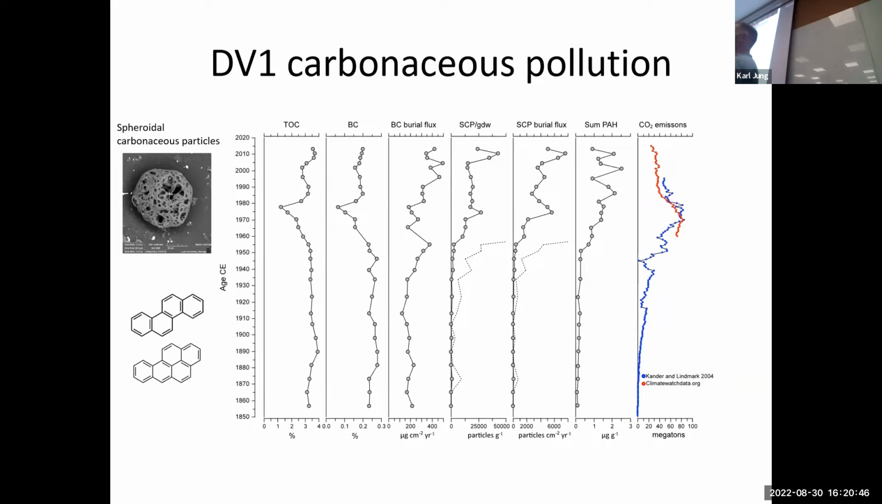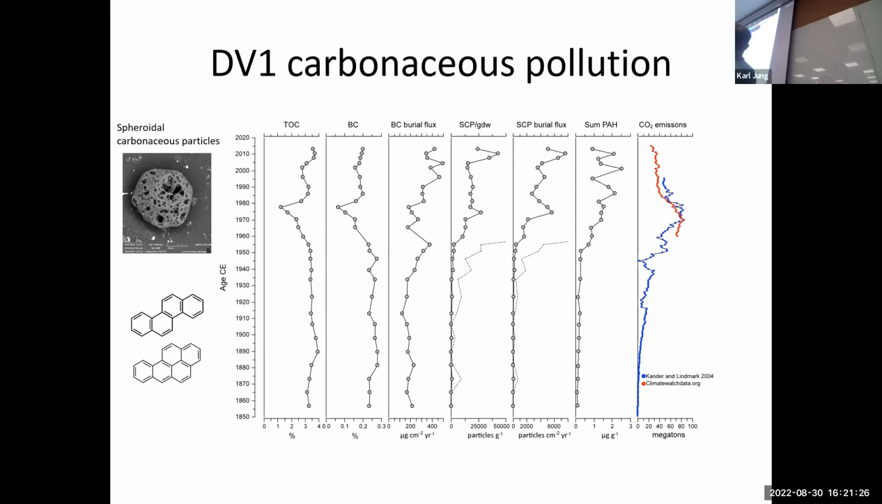And it's produced both naturally, by forest fires, and to a large extent by burning of fossil fuels. The SCPs are exclusively produced by burning of fossil fuels. And I have an SEM image of one of these SCP particles here. It's round, it's almost completely carbon, and both the soot particle and the SCPs are condensed, usually aromatic compounds that form and clump together and form these small carbonaceous particles.